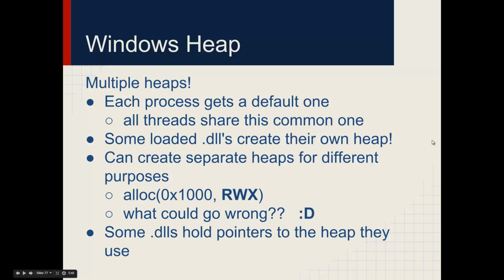Okay, so we finished that demo. When dealing with Windows, it's important to know that processes can have multiple heaps. Each process gets a default one, but in multi-threaded processes, all threads share a common one. But sometimes, if there's a DLL or a shared object, those can create their own heaps to work with. And there's nothing preventing an attacker from creating a separate heap for whatever purposes they want and giving it whatever permissions to read, write, and execute that they would like.